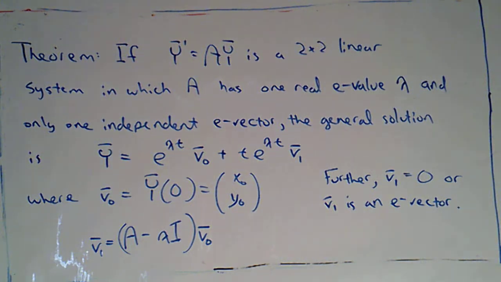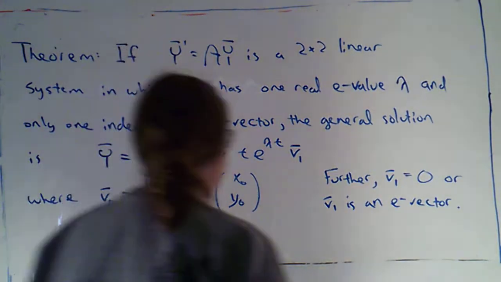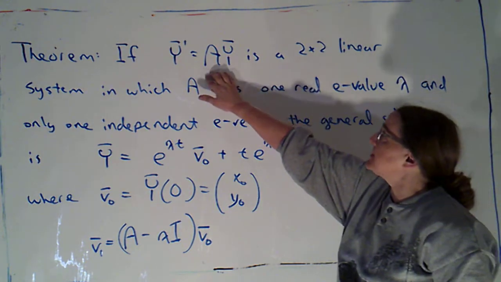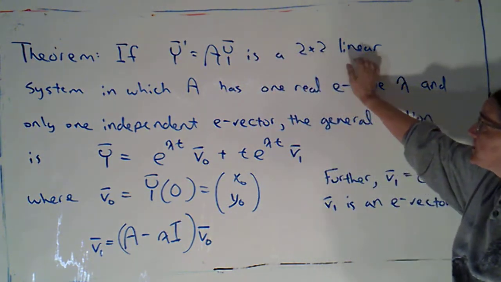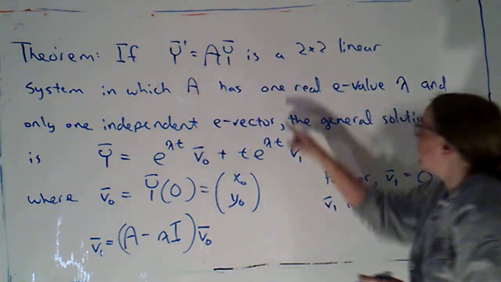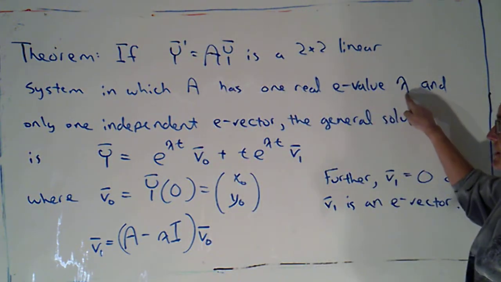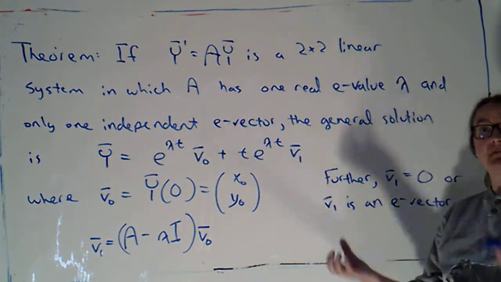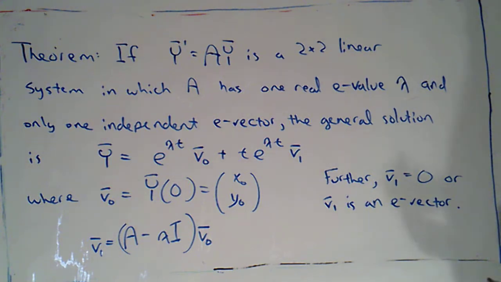Okay, so we begin this video with a theorem, and the theorem essentially says that the educated guess that we made in our last video was right. So if we have a system like this, where it's a 2 by 2 linear system, A is a real valued matrix, it has one real eigenvalue lambda, but only one independent eigenvector. So we don't have enough to build all of our solutions.